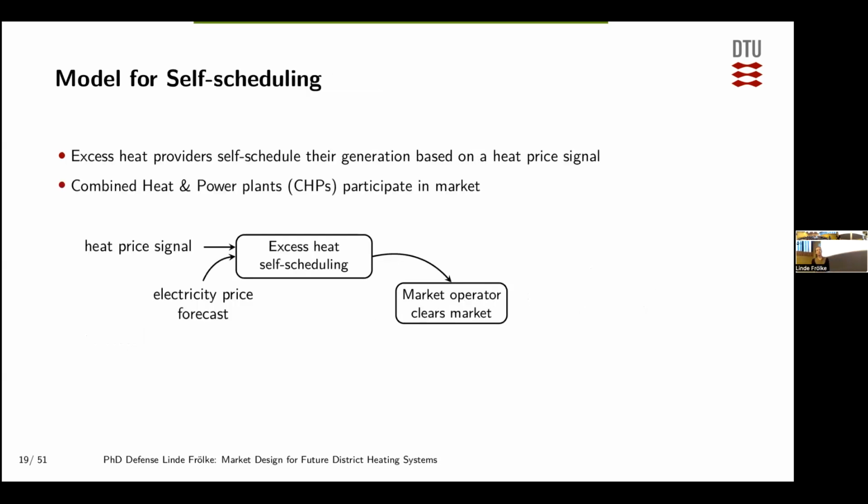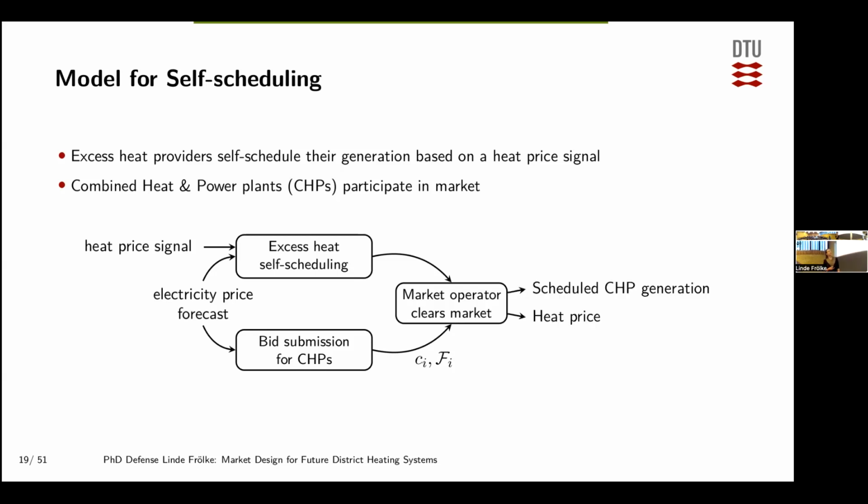In the self-scheduling model, however, the excess heat providers are now self-scheduling their heat. So they obtain a price signal from the market operator, and also taking into account the electricity price forecast, they now make a self-schedule of their heat generation, and they submit that to the market operator. At the same time, the remaining CHPs are still submitting bids to the market operator. And again, the market operator clears the market, where now the schedule of the excess heat providers is a parameter in this optimization problem and no longer a variable.